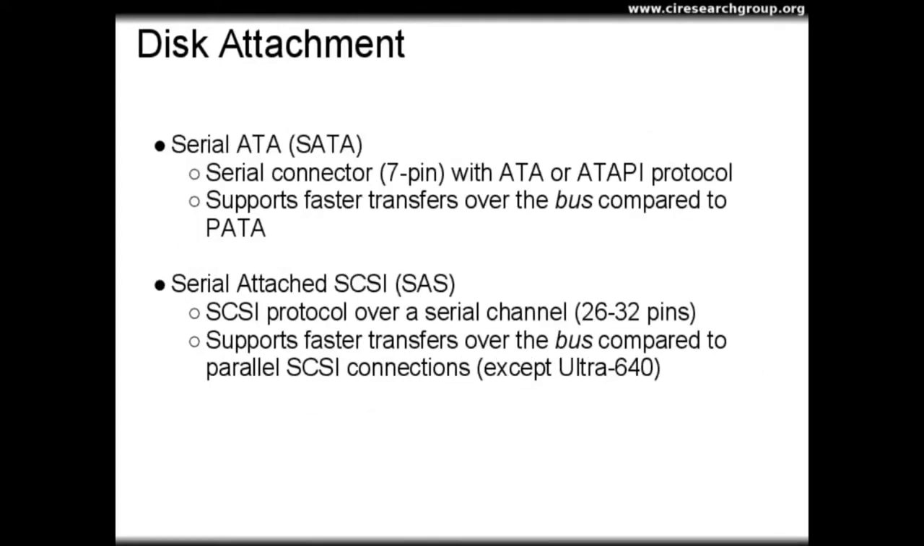Now, in modern times, serial interfaces between the motherboard and the disk have replaced, for the most part, the parallel interfaces. For ATA-style disks, we have serial ATA, or SATA, which replaces the 40-pin connector with a 7-pin connector, still uses the same protocol, either ATA or ATAPI, and serial-attached SCSI, or SAS, which uses the SCSI protocol over a narrower channel consisting of 26 to 32 pins.